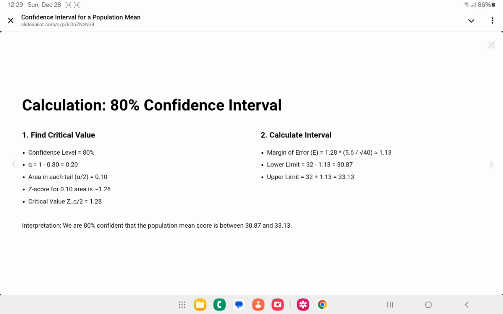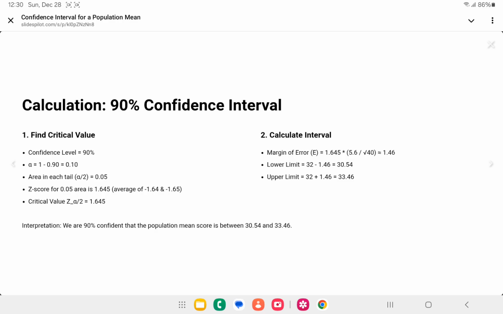With 90% confidence, alpha is 0.1, so we have 0.05 in each tail. Looking that up in the Z tables, we find that 0.05 lies exactly midway between 0.0505 and 0.0495 here. That is between Z scores of negative 1.64 and negative 1.65. So we average the two values to obtain negative 1.645. And so the critical value is 1.645. And that gives us a margin of error of 1.46. The lower limit of the 90% confidence interval is thus 30.54, and the upper limit is 33.46.